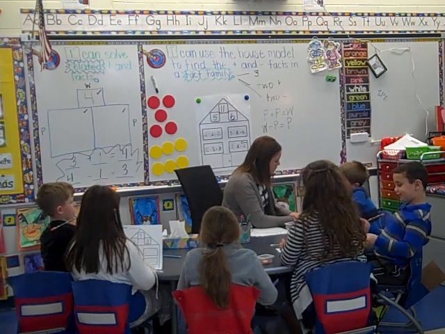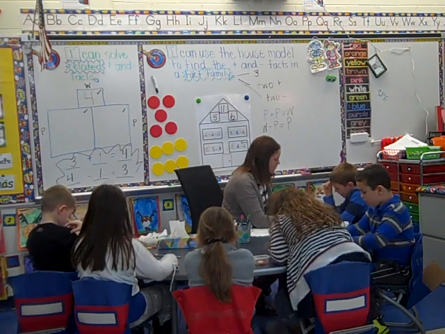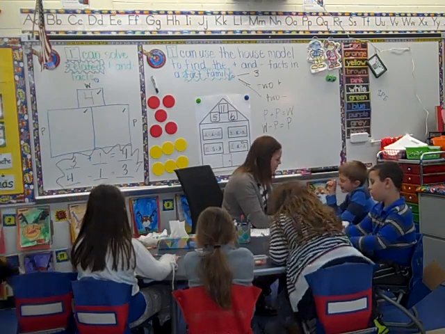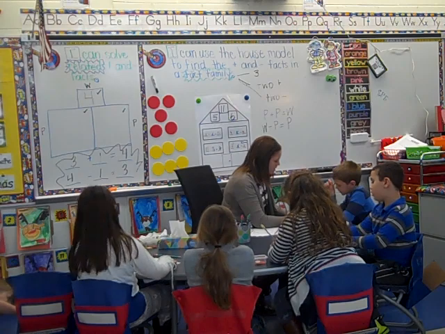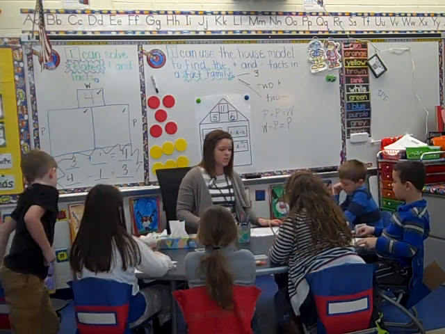So read this subtraction sentence to me. 7 minus 3 equals 4. Very good. Read it one more time so we can make sure. Very good. And these look great. So now you just need to do your addition sentence.